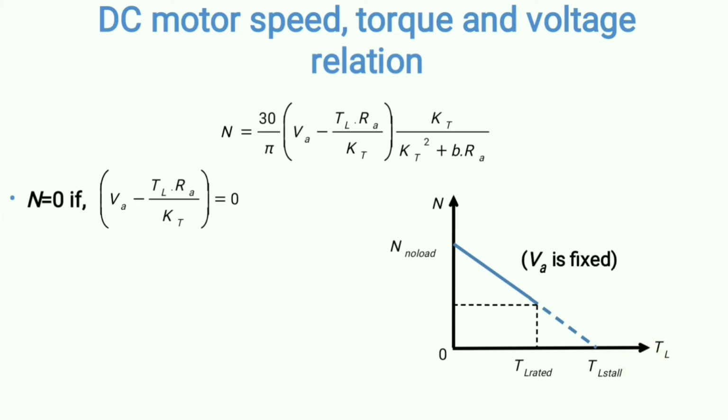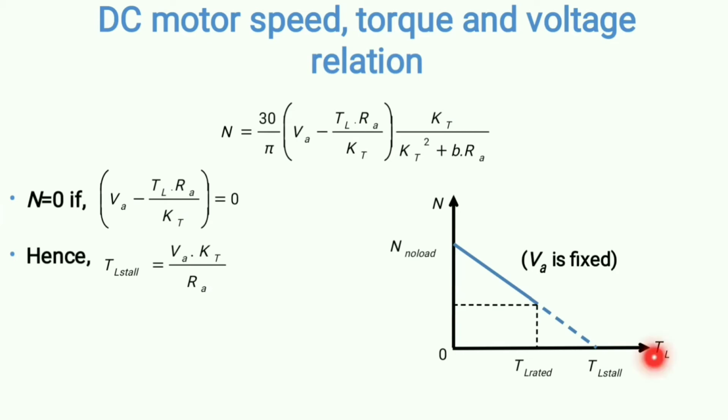When your speed is 0, this term is 0, because the rest of the terms are constant. If you equate this term with 0, you will get this expression, and the torque at which the speed becomes 0 is called stalling torque. At this torque the motor is stalled, that means the motor is stopped. That is why it is called stalling torque.